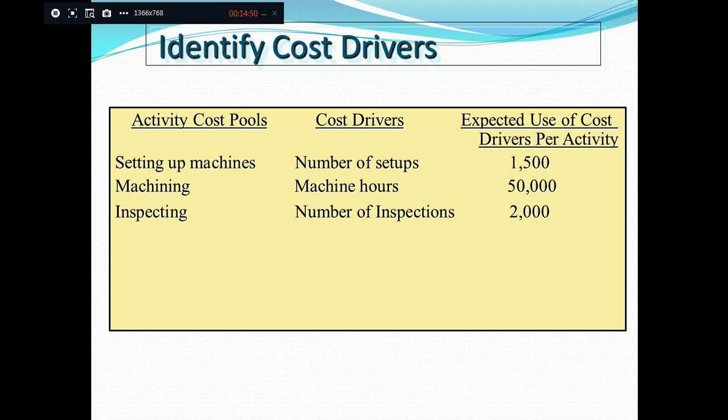Then the activity cost pools: the first activity is setting up the machine, then machining, and inspection. The cost drivers are number of setups in setting up machines, machine hours in the machining cost pool, and number of inspections in the inspection department. The expected use of cost drivers per activity is given: number of setups 1,500, machine hours 50,000, and number of inspections 2,000.